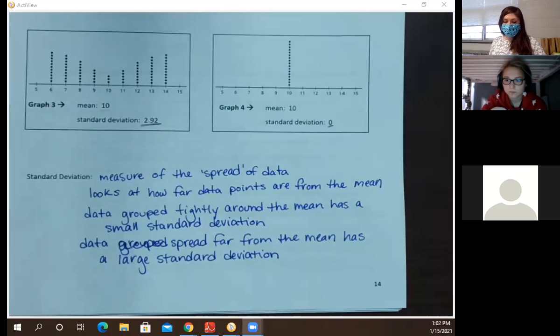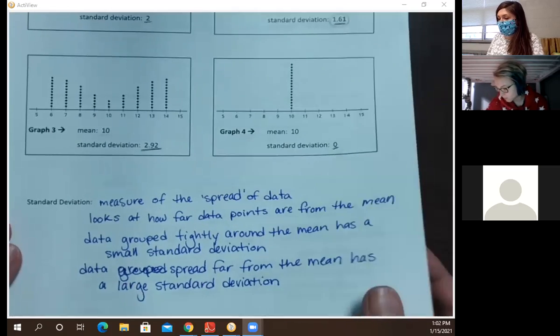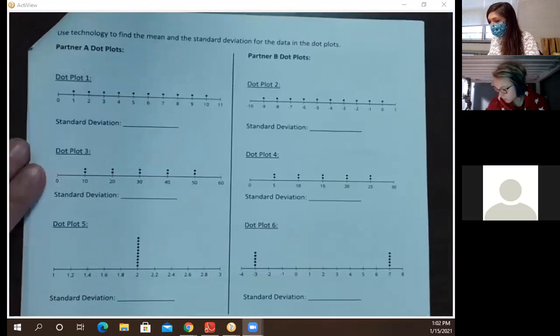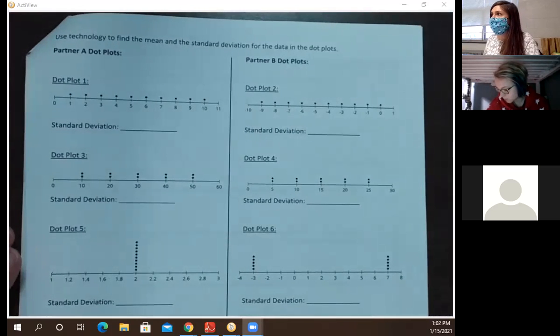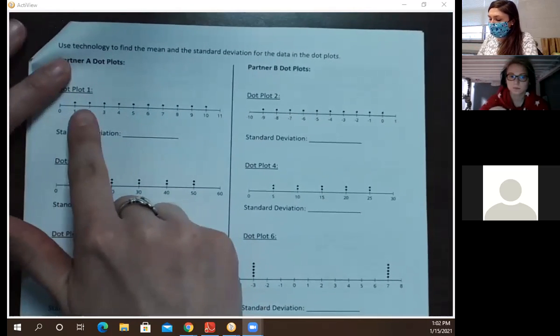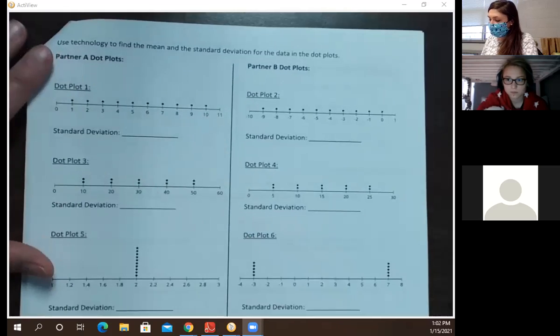Okay, so let's go ahead and pull out our calculators. And we're going to look at how to actually find standard deviation. So on page 15, we have 6 different dot plots that have organized some data for us. Remember, as we're reading a dot plot, each dot represents a unique value, okay? So for our first dot plot, I've got a 1, a 2, a 3, a 4, a 5, a 6. I've got one of every value up through 10.